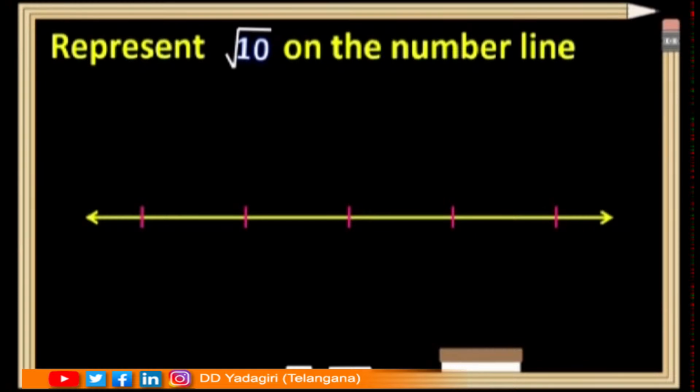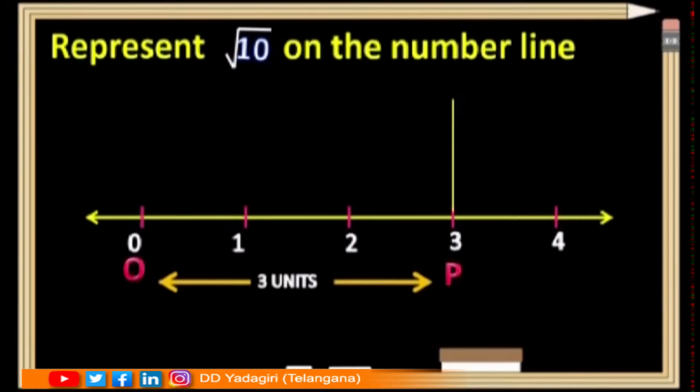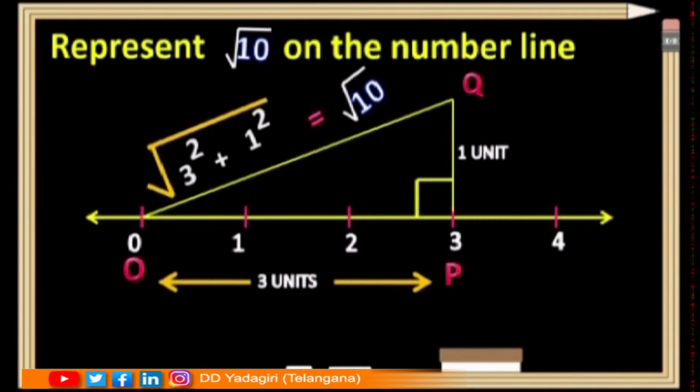In the previous method, it is somewhat difficult to locate root 10. So now for root 10, students, please tell me, what is the square root of the perfect square just less than 10? Yes, that is 3. Square root of 9 is 3. So take 0 as O and 3 as P, OP is equal to 3 units. Now draw a perpendicular at 3, that is PQ, perpendicular to OP. PQ length is 1 unit, and join OQ.